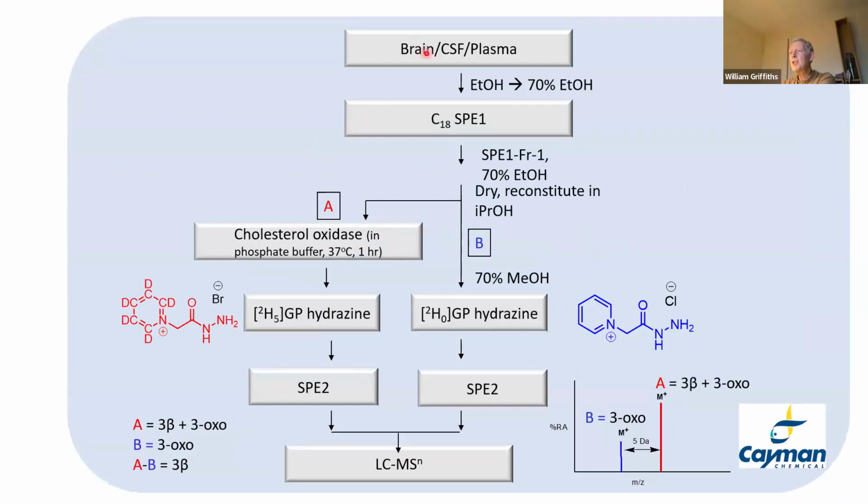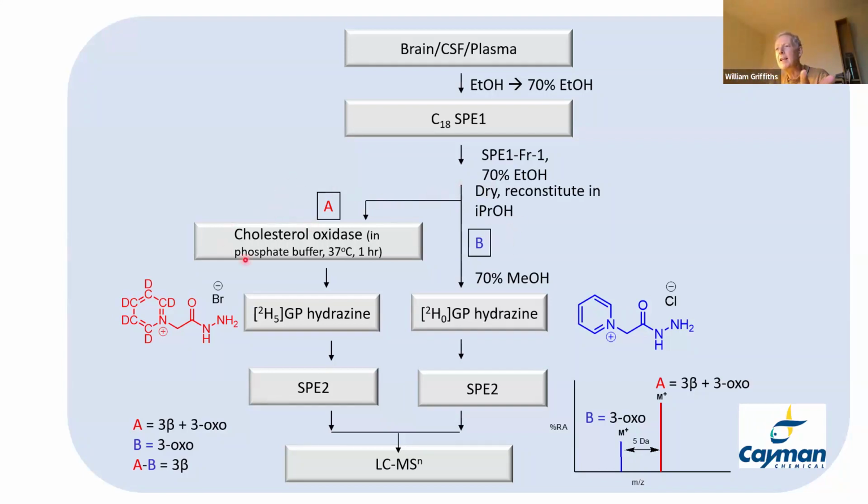We work with tissues, mostly brain or liver, and fluids, mostly CSF and plasma. We do an extraction of the sterols into ethanol. Then we start with a little C18 column, where we separate the oxysterols from cholesterol, because cholesterol is always really abundant. There's usually 1,000 times more cholesterol than the oxysterols. So we like to get rid of that cholesterol straight away. We then take our oxysterols and split them into two fractions, an A fraction and a B fraction.